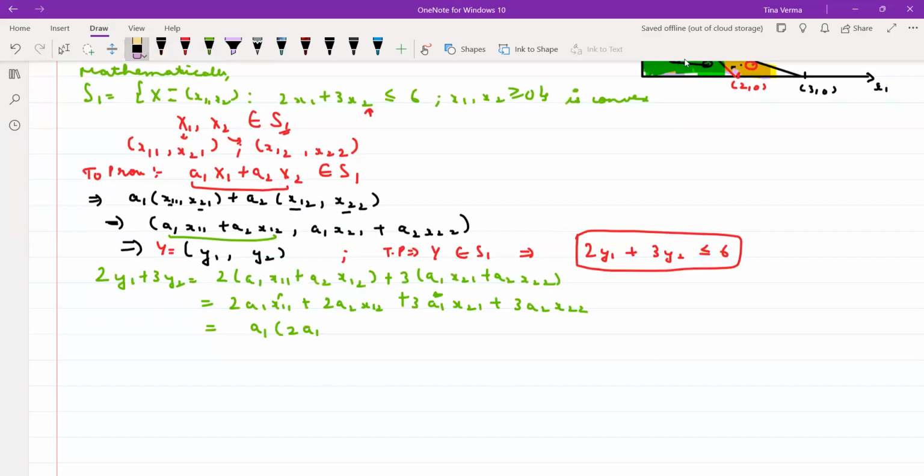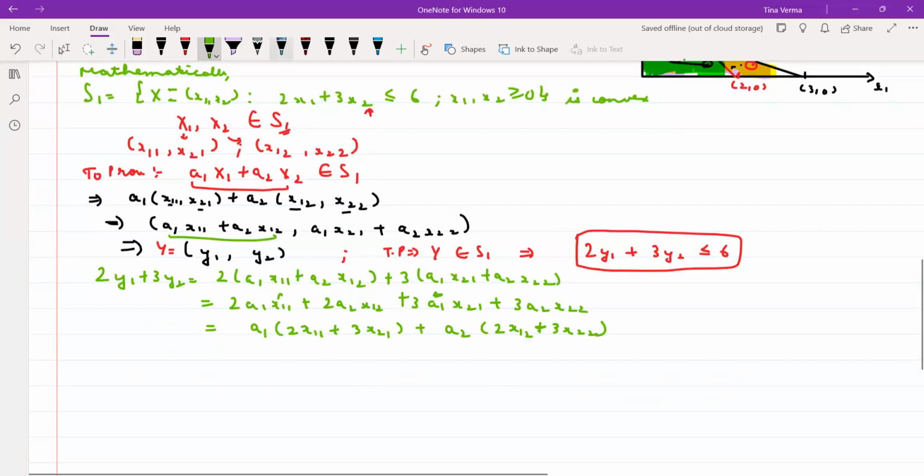Sorry, a1 you are taking common. So this is 2x11 plus 3x21. And if you take a2 common, this is 2a2, 2x21 plus 3x22, right? So this I'll get, this is nothing but 2x2, x, I have taken common x12, and this is x22.